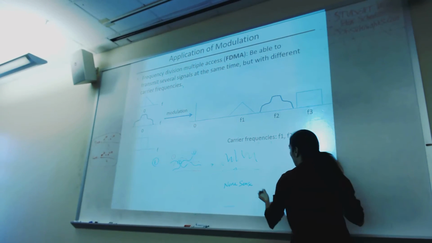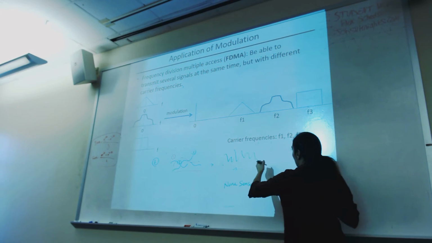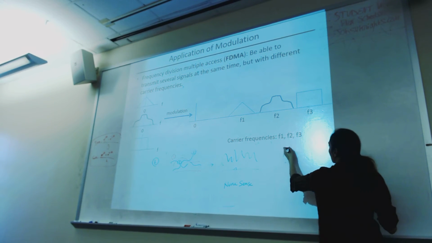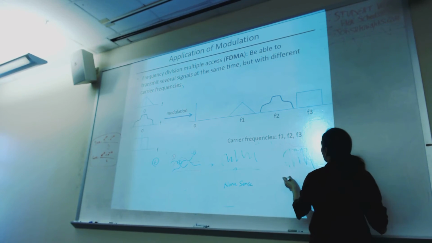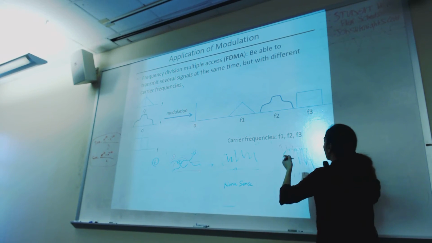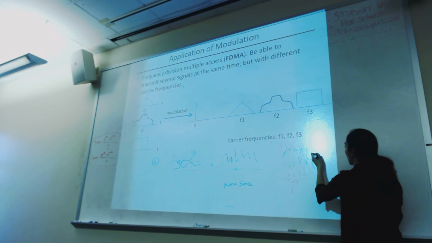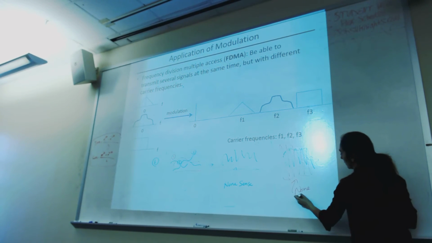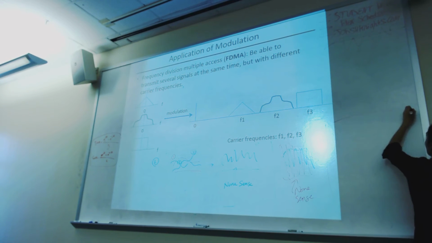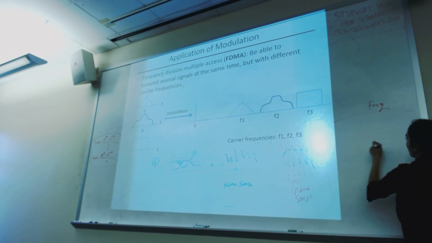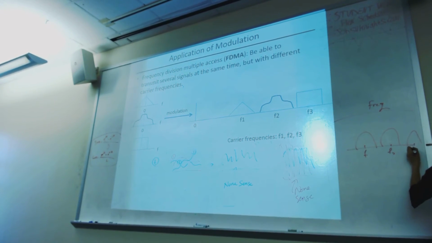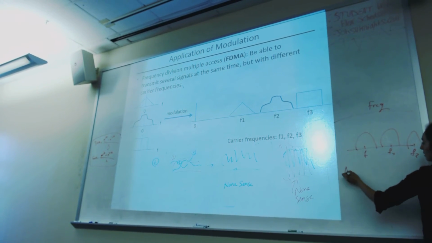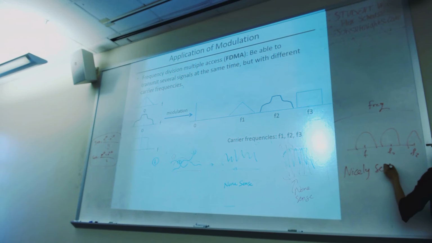But what happens if I modulate it now? I modulate the first one with some frequency, so I get this. And then the other one with another frequency. Let's say like that. Another frequency. Send it. Again, they are colliding in time. Nonsense. But now, if you look at the frequency, what happens? This one basically is in frequency 1, this one is frequency 2, this one is frequency 3. So they are nicely separated in frequency.